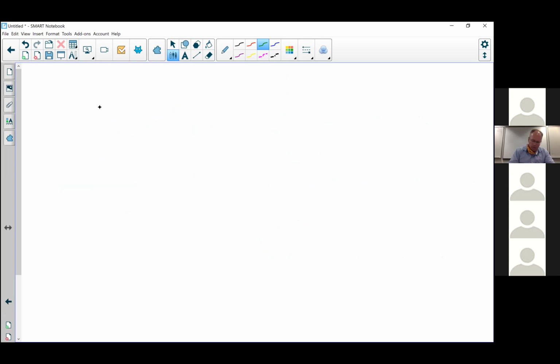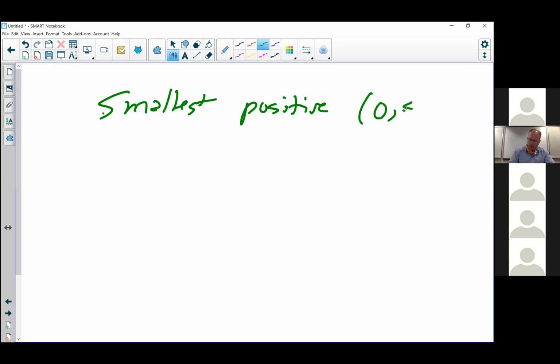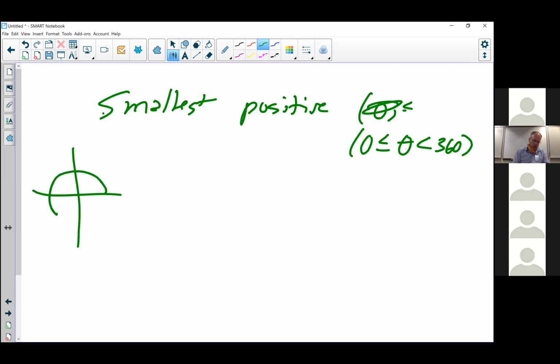All right, so I want to find the smallest positive angle between 0 and 360. Okay, so that means that I'm trying to figure out where on the unit circle it's going to. So it's like, where do I wind up? I'm not coming off the x-axis on these ones. What I'm doing is I'm dealing with 360 degrees.